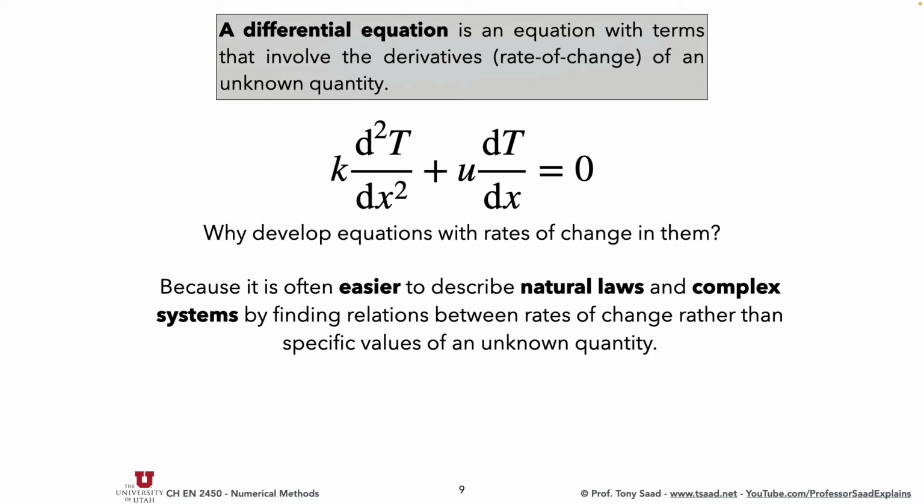I'm going to say it's often easier, and that's what we found throughout the years with geniuses like Newton and Euler and Bernoulli and all of those great people, that it's easier to describe natural laws by finding relations between rates of change rather than the values themselves. So rather than trying to figure out what the temperature is going to be in this mug if it has coffee or tea or hot water in it, we look at the rate of change of the temperature. It turns out that that's easier to describe.